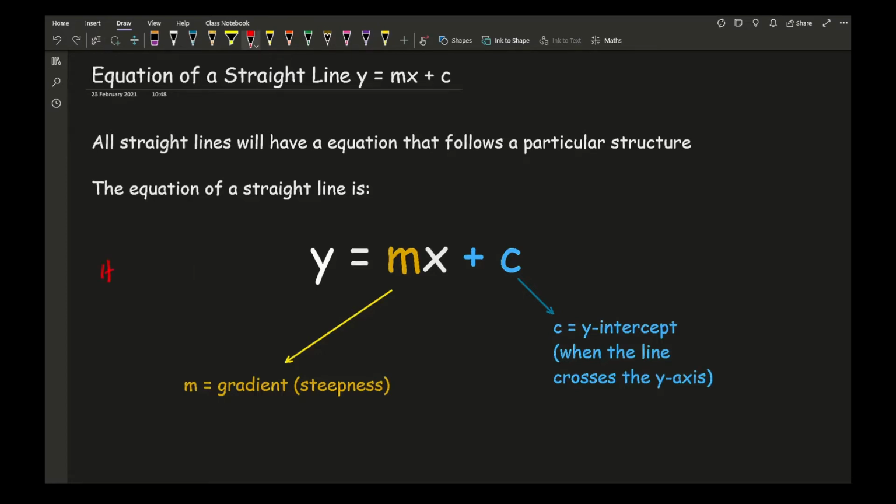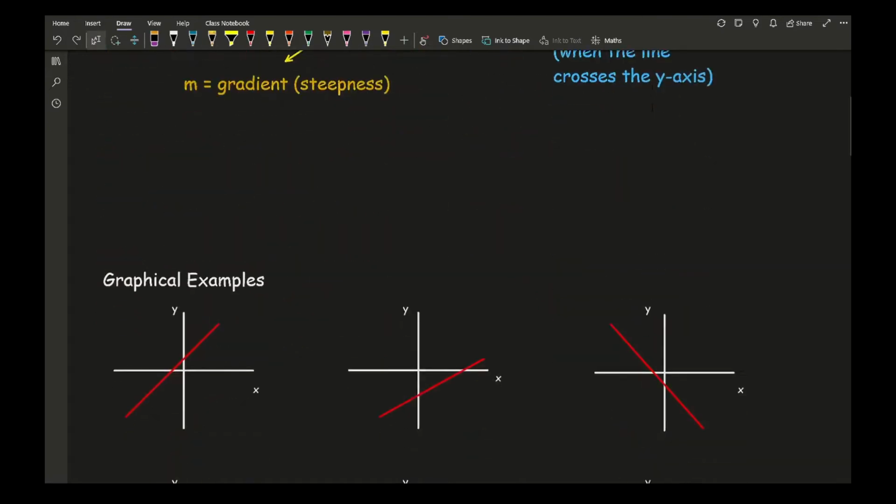Now, if m is positive, then the line will be going in an upwards direction. And if m is negative, then it'll be going in a downward direction. The plus c is basically where the line crosses the y-axis, so we call it the y-intercept. So let's have a look at what we mean by each of these.